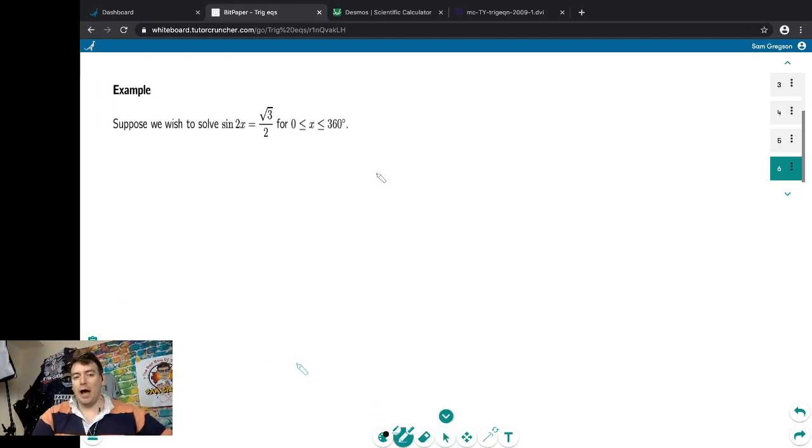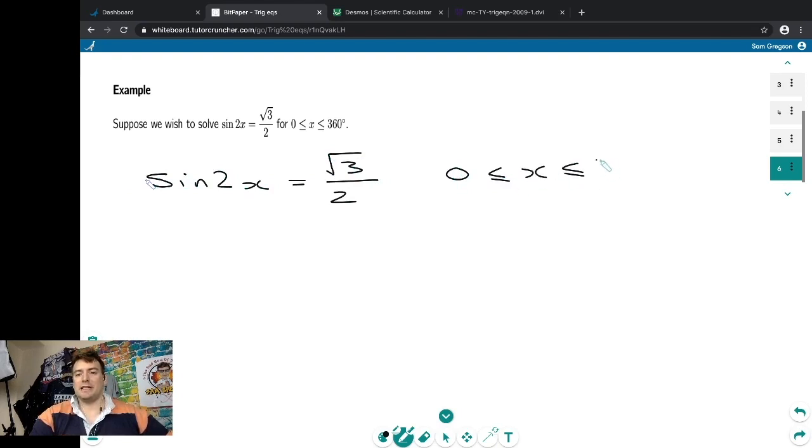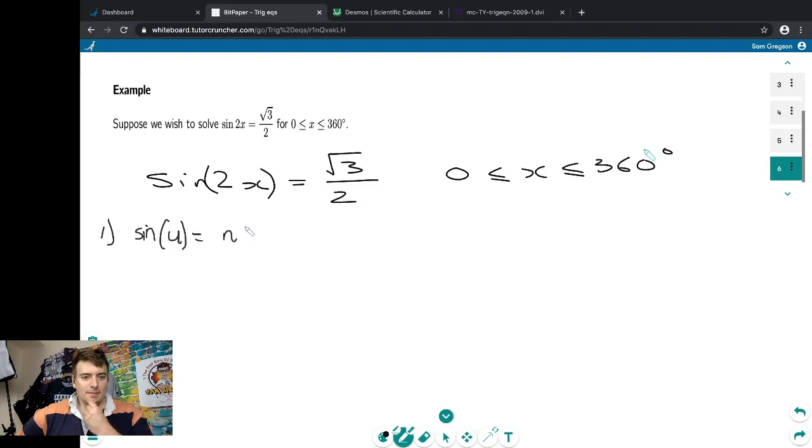So I want you, before you go, to go through one of these for yourself. We've got sine 2x equals root 3 over 2, with x in a range from 0 to 360 degrees. So what was step number 1? Step 1, we want to get sine of... Let me get rid of that, and then you can write. We'll go 1 there, and then sine of u to equal some number.